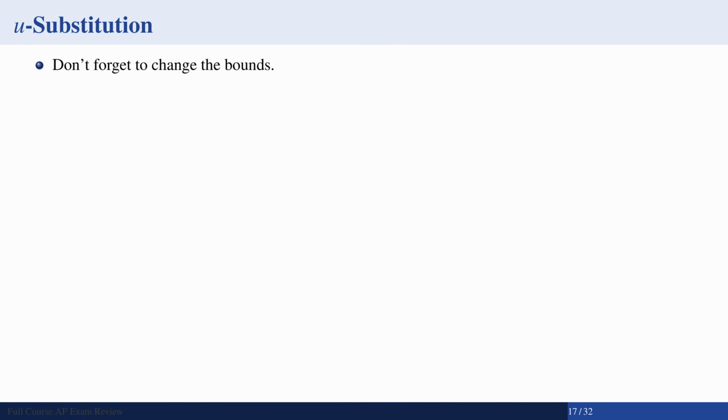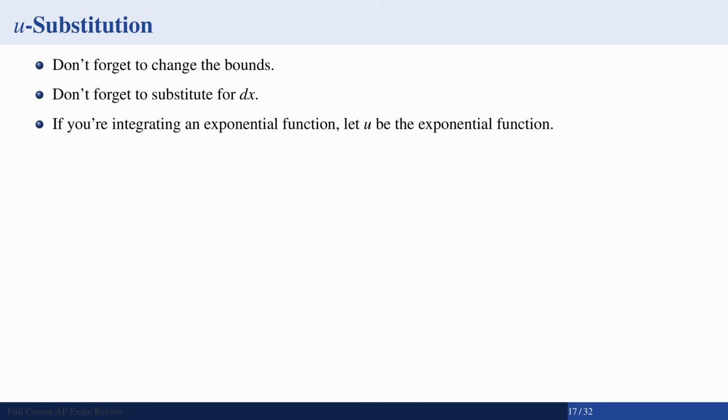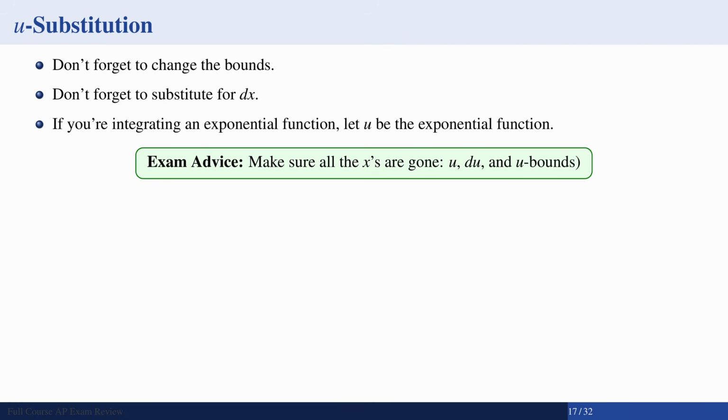All right, let's talk about U substitution. It's one of the big deals. So for U substitutions, advice number 1, do not forget to change the bounds. Advice number 2, do not forget to substitute for dx. Those are the two things that people get wrong all the time. If you're integrating an exponential function, you should let u be the exponential function. Other than that, we're just going to go for it. So again, make sure every x becomes a u if you're doing u substitution on a definite integral.